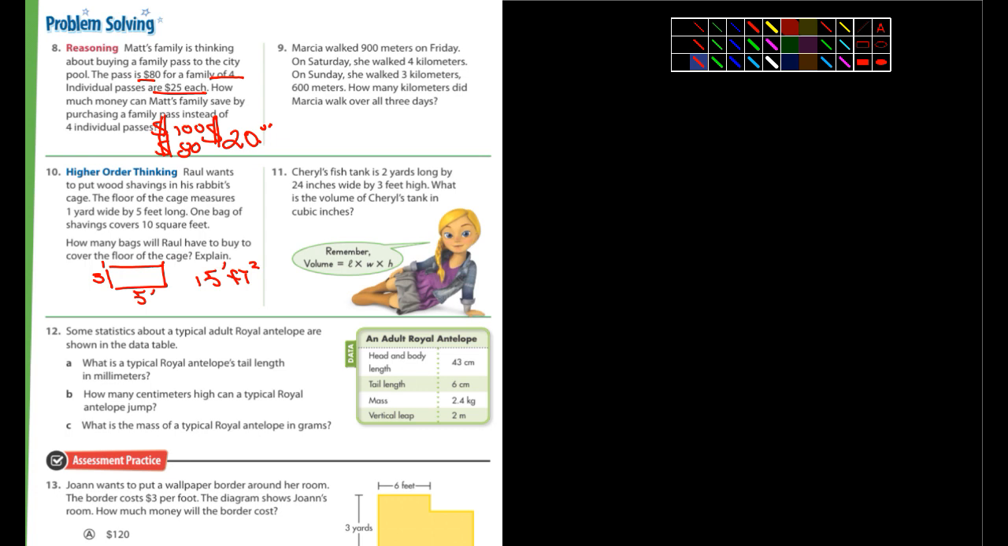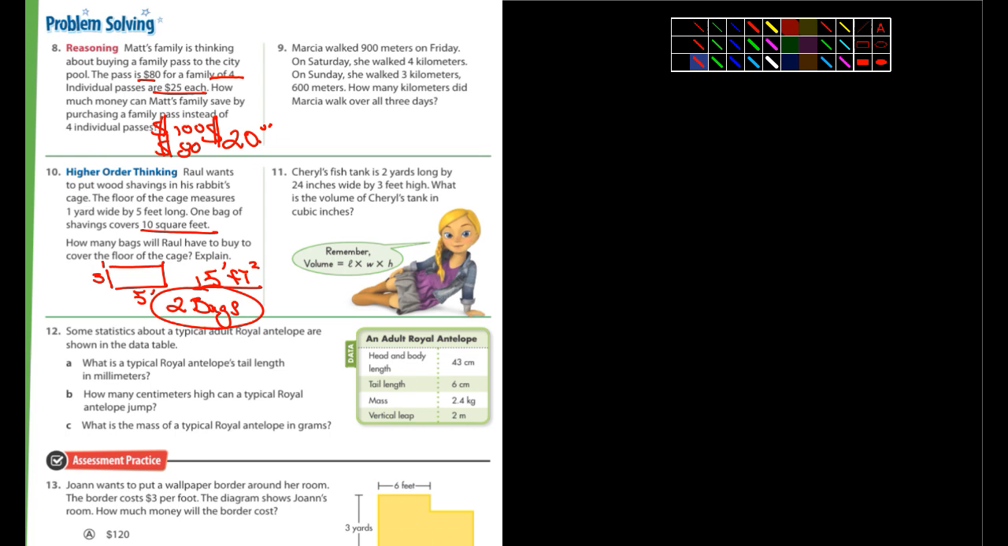Let's see here. 1 bag of shavings covers 10 square feet. How many bags will Raul have to buy to cover the floor of the cage? Well, 1 bag of shavings covers 10 square feet. How many square feet is the cage? Well, it's 15 feet, and 10's not going to be enough, so he needs 2 bags. There you go. I did that one for you.